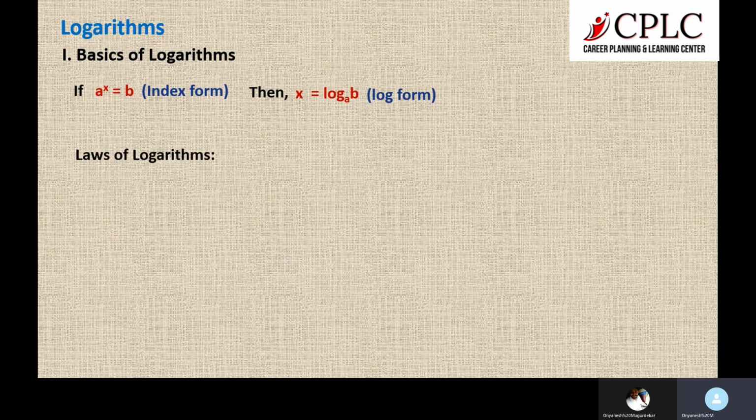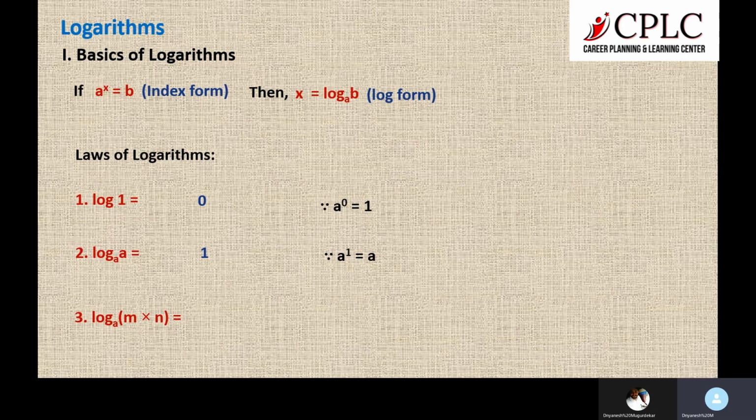The first formula or the laws of logarithms is log 1 is equal to 0, because a raised to 0 is 1. Then log a to the base a is always 1. Remember that the key learning from this is whatever is the number that you want to take the log for, and if the base is same, answer to that is always 1.